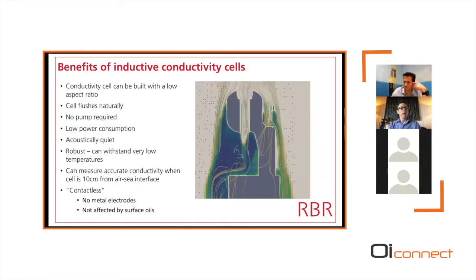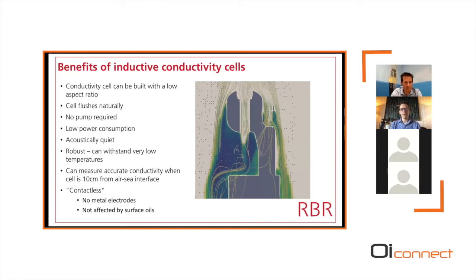So the actual inductive conductivity cell, what are the benefits of this? I think as Damien was speaking, and people are very familiar with the electrode-based conductivity sensors, the inductive one can be built with very low aspect ratios. That means that it can be designed to really integrate into the platform, and especially profiling platforms, it can reduce the drag tremendously.